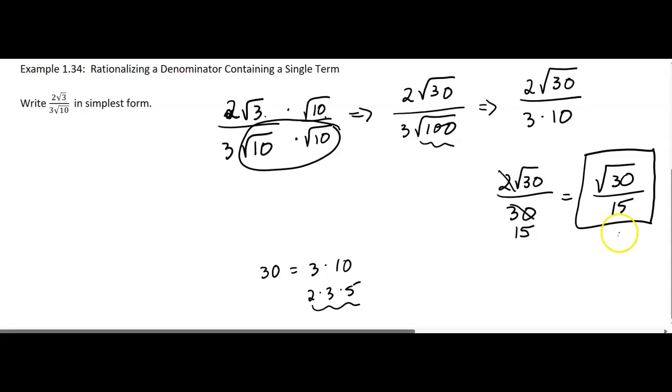And again, that 15, well, it's not inside the radical, is it? So if you're thinking, oh, I want to cancel that 15 into the 30, you can't. So that one's done.